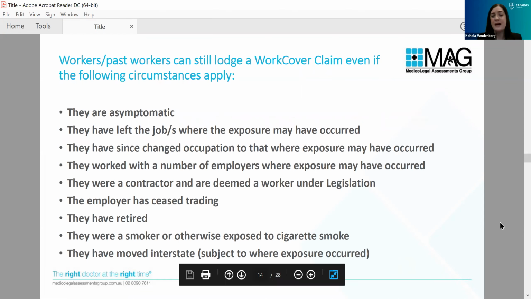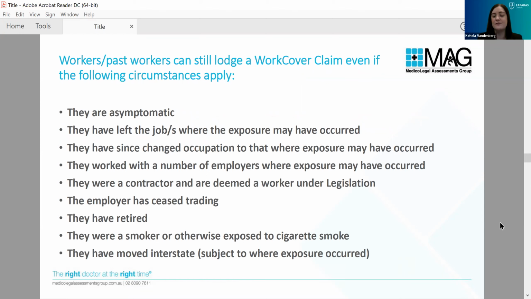So workers and past workers, even if they've retired, can still lodge a WorkCover claim even if the following circumstances apply. Now, before I go through that list, some of those points can be technical defences to reject a WorkCover claim with your ordinary type of injury, say your backs or your shoulders and so forth.